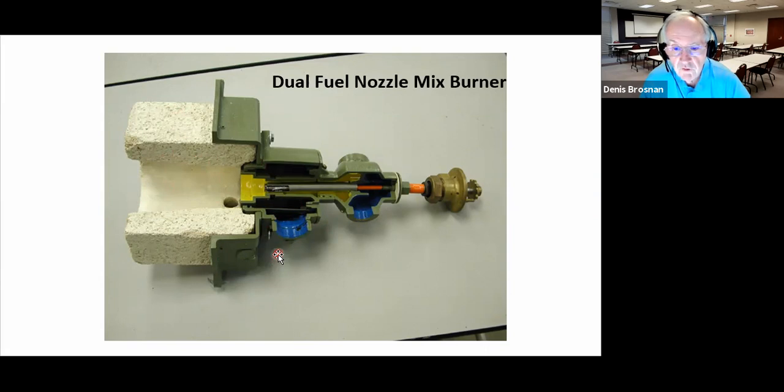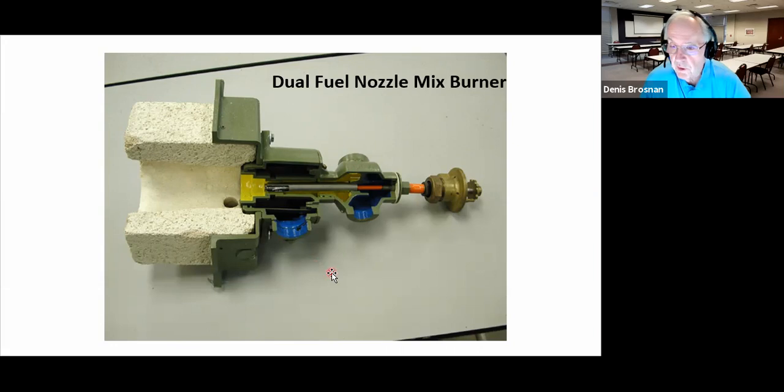Now, when we're combusting natural gas, the natural gas input is here, and it comes around this mechanism, and you can see the yellow painted area here to illustrate that's where the gas and the air would mix at the nozzle.